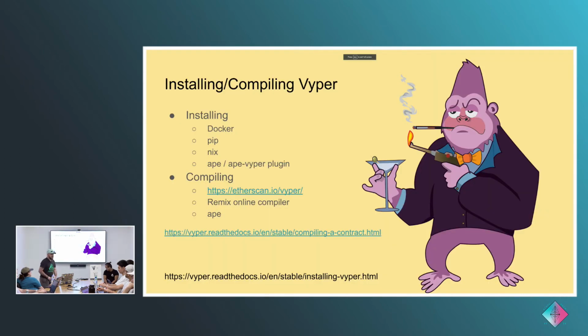All right, so in terms of installing and compiling Vyper, for pure installation of Vyper, there's a Docker image you can find on their website. You can use pip or nix. You can obviously use Ape with the Ape Vyper plugin. And then for compiling, if you just want to play around with it online and don't want to commit to a tooling just yet, Etherscan actually has a compiler for Vyper. Also, the Remix online compiler has a plugin that you have to activate. Or you can obviously use our tool.